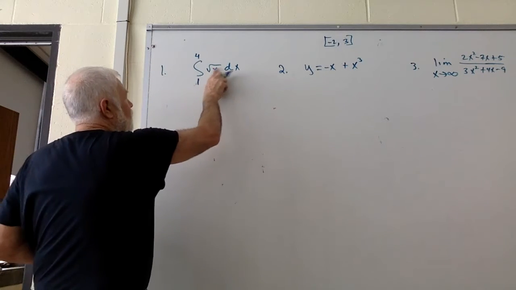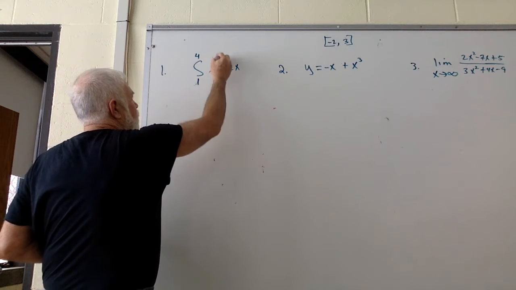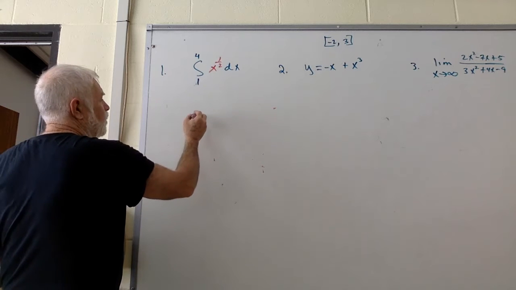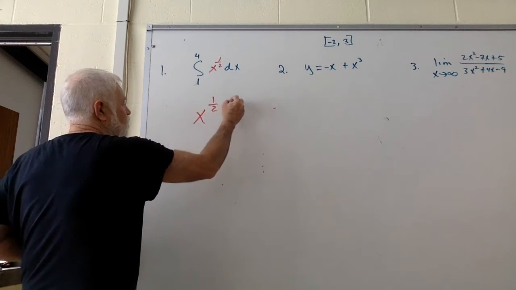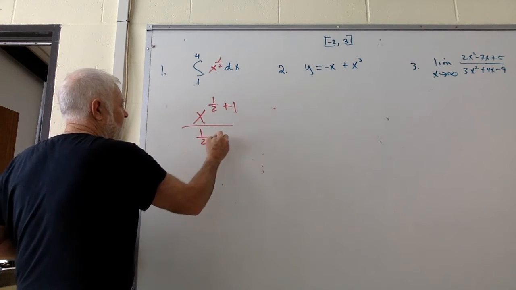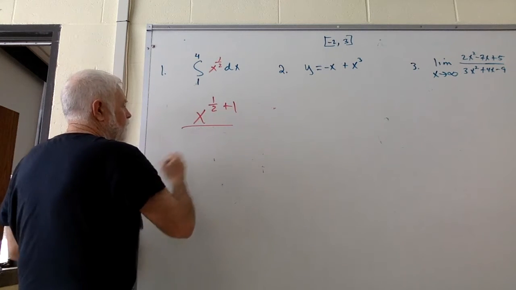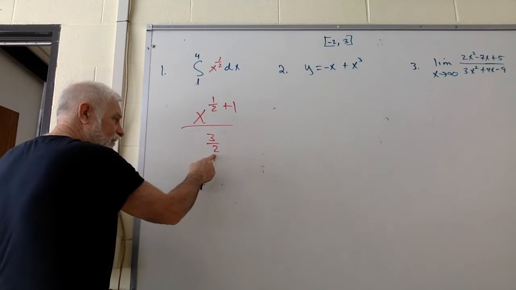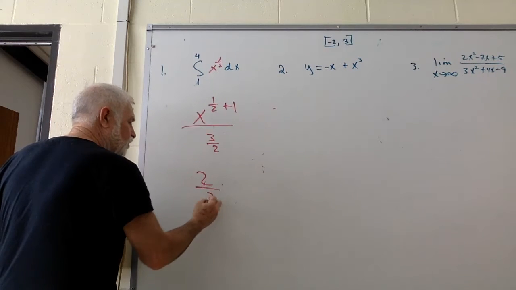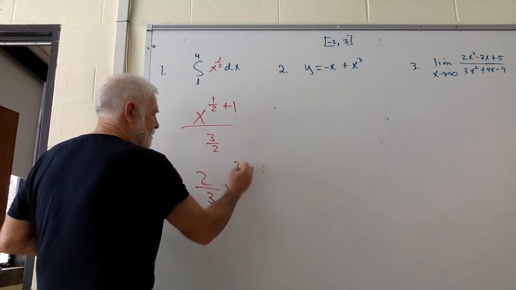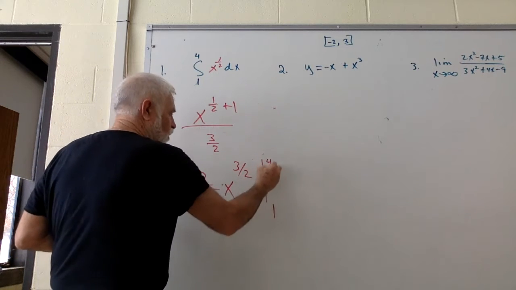Square root of x becomes x to the 1/2. That's how you want to handle that. And so we do x to the 1/2 plus 1, divided by 1/2 plus 1. That's 3/2. And when you divide by 3/2, it's the same as multiplying by 2/3. So this becomes 2/3 x to the 3/2 from 1 to 4.